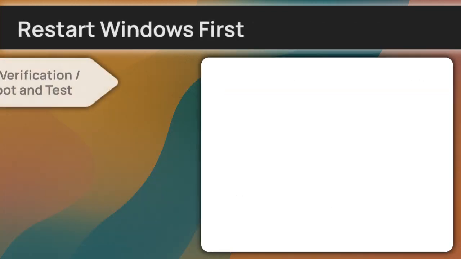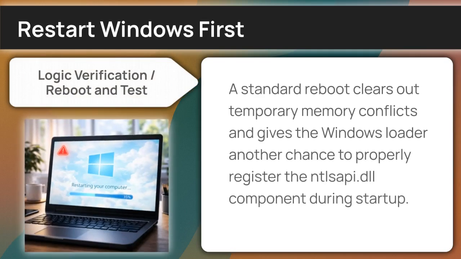Performing a restart can determine if the error is just a transient environment glitch. A reboot refreshes your system's path variables and can sometimes re-establish a broken link to the Ntlsapi file.